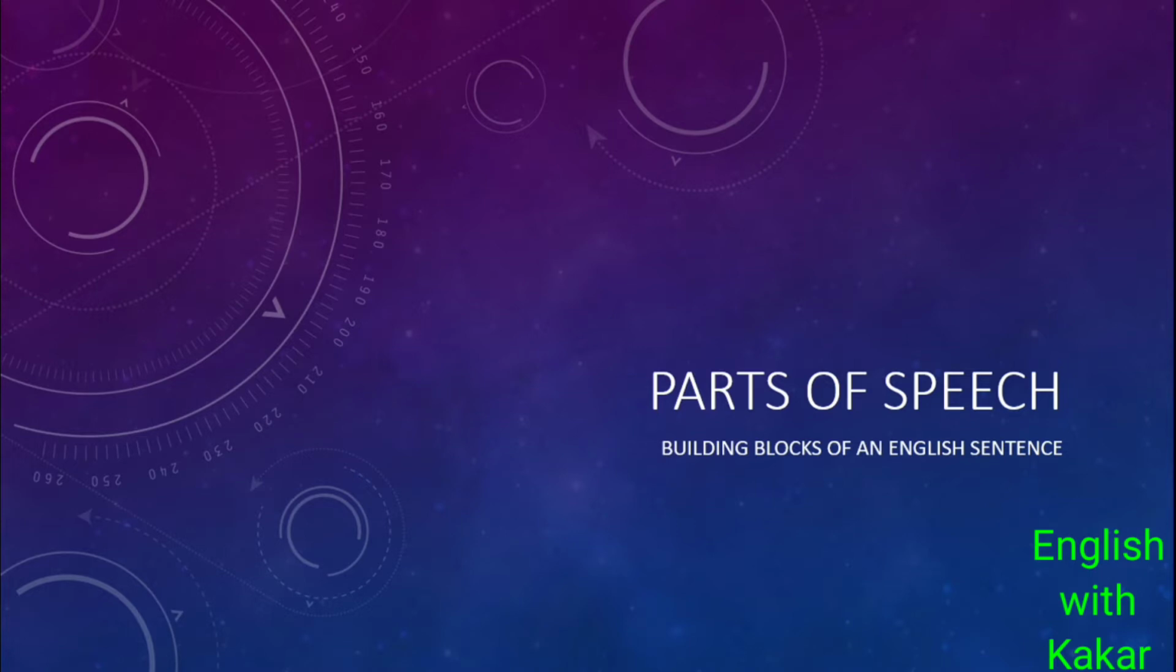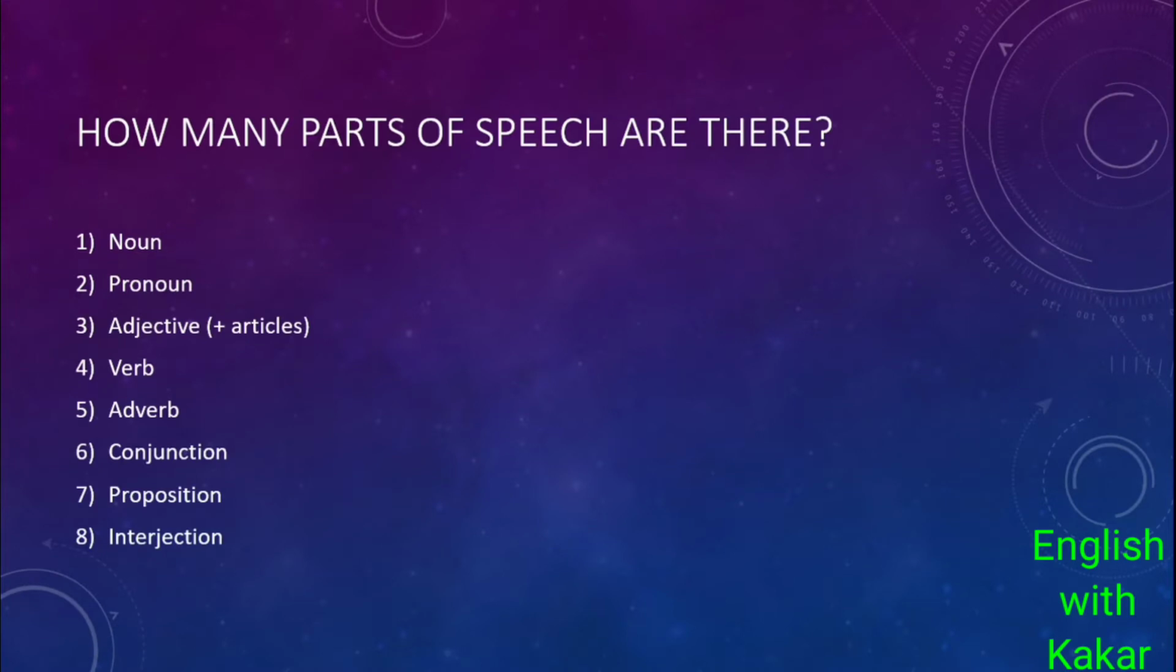Now let's find out what parts of speech we have in English. There are altogether 8 parts of speech. In a sentence, we have either a noun, a pronoun, adjective, verb, adverb, conjunction, preposition, or interjection. At times students are confused about articles. They ask, what about articles? Is it the 9th part of speech? It is not the 9th part of speech. It actually is an adjective. How is it an adjective? In the adjective lecture we will find out.